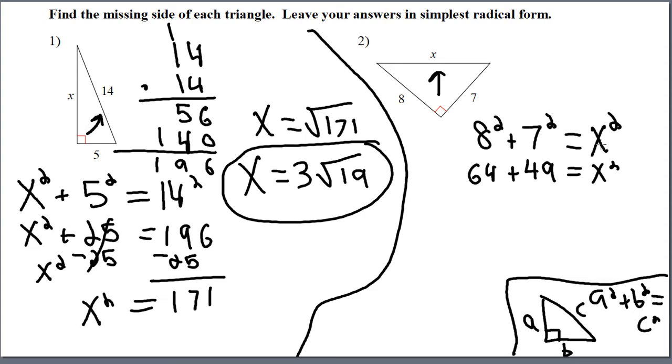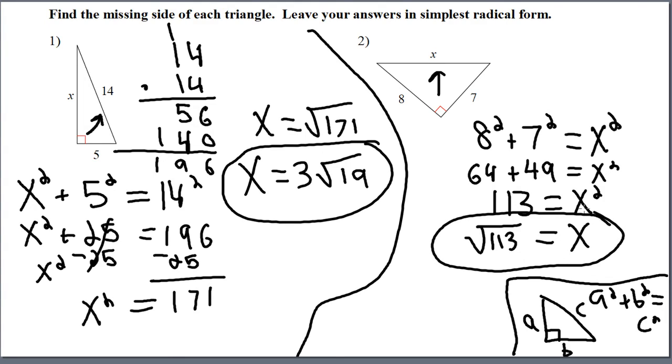Now we can just add these two together. So 60 plus 40 is 100. 4 plus 9 is 13. 100 plus 13 is 113. And that gets us our x squared. And that means that x must be equal to the square root of 113. And you will actually find out, hopefully, that 113 is a prime number, so it cannot be simplified any further. Therefore, the simplest radical form is the square root of 113.